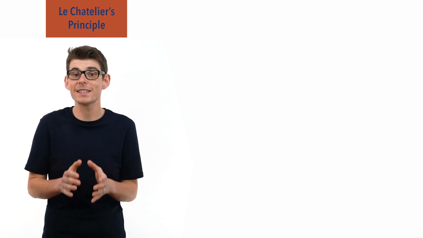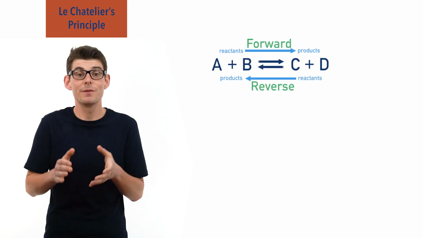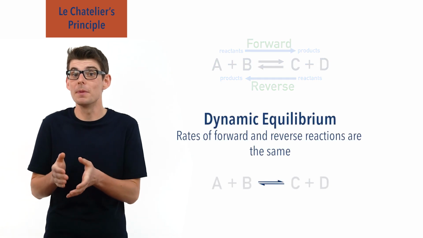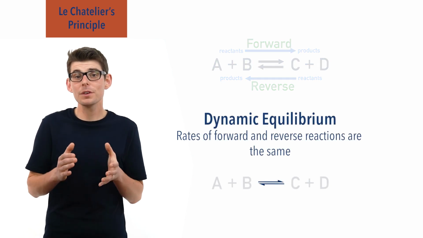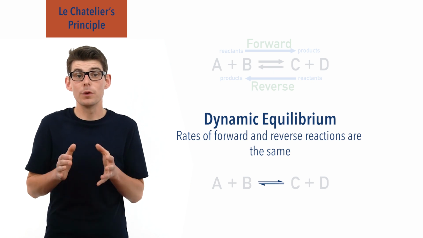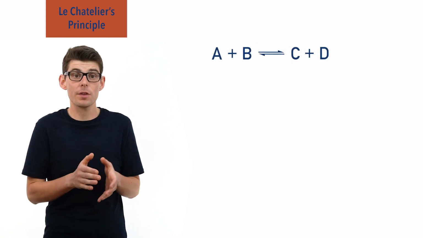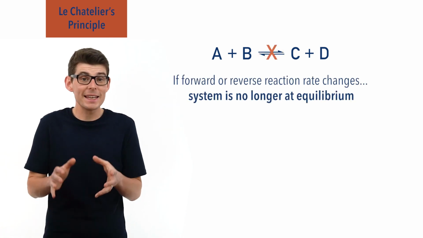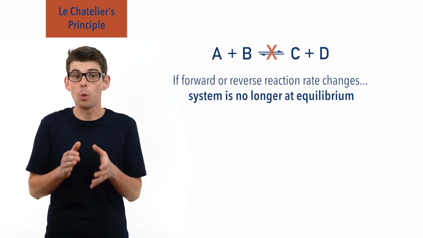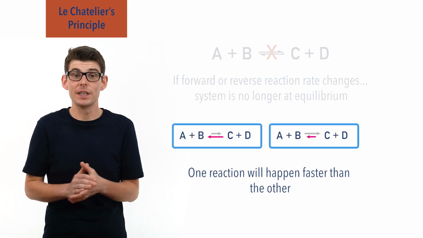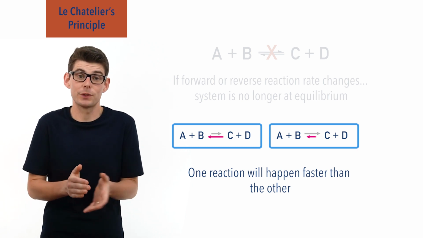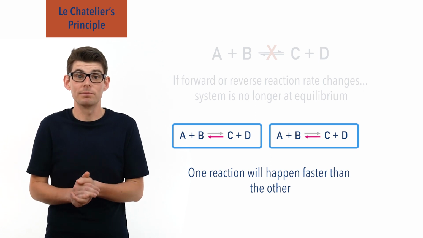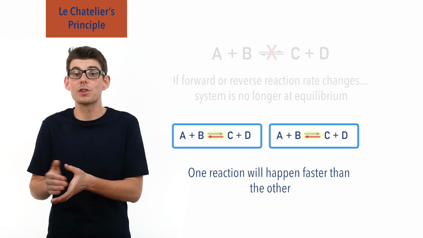Remember that it is the rate of the forward and reverse reactions that determine whether a system is at dynamic equilibrium. The rates of both must be the same. If for a system already at equilibrium, the rate of either the forward or reverse reaction is changed, the system would no longer be at equilibrium. And there would be a short period of time where one reaction is happening faster than the other. Eventually, if left long enough, the faster rate would slow down and the two rates would become equal again, and dynamic equilibrium would be reached once more.